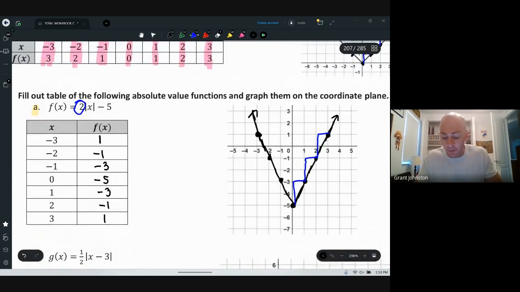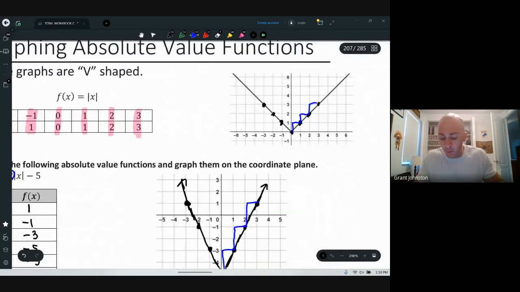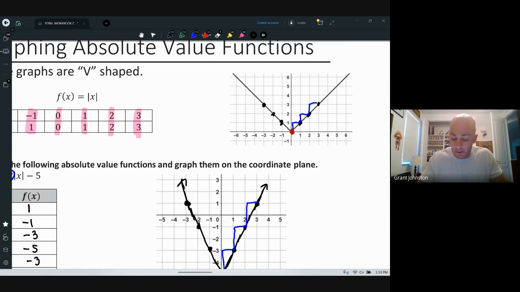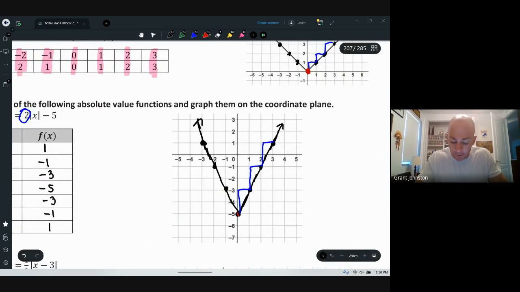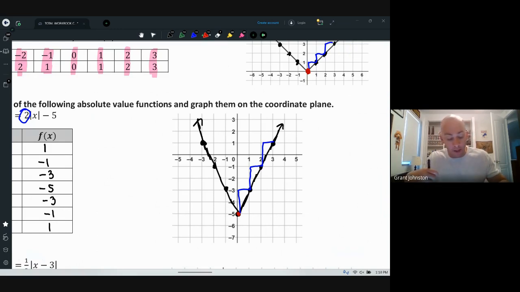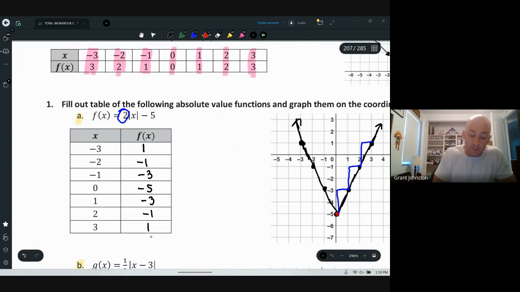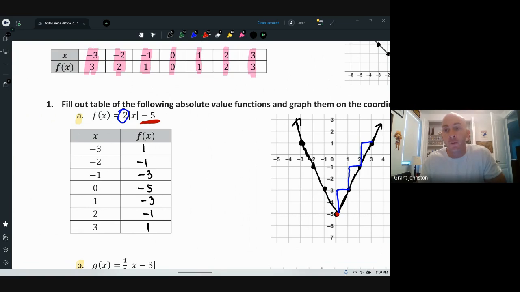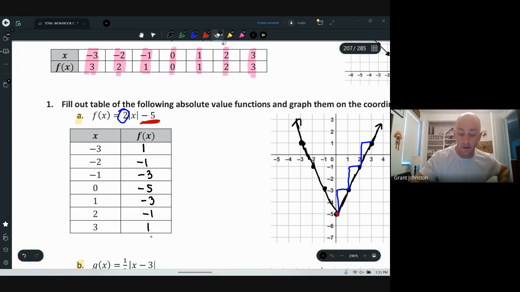Now, the original absolute value function just starts at the origin, at 0, 0. This one doesn't. It starts at -5. It starts 5 below, and you can probably see why because of the equation, because of this -5. That's why it starts down there. So that number in front determines the steepness of it, and the number outside of the absolute value determines a shift down, okay?